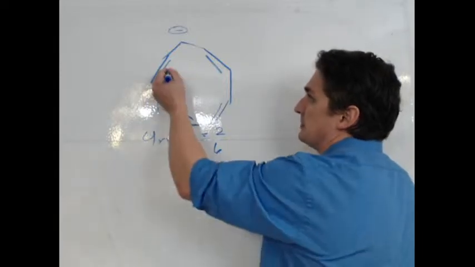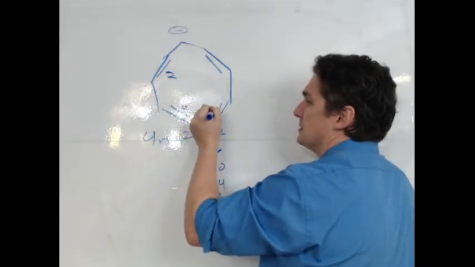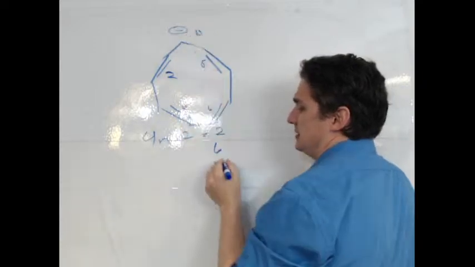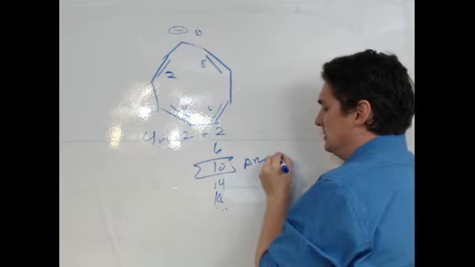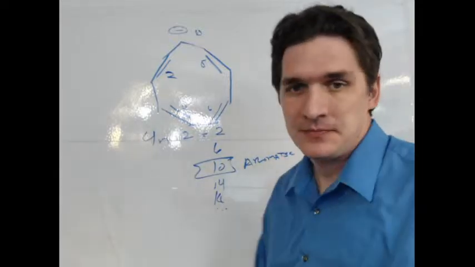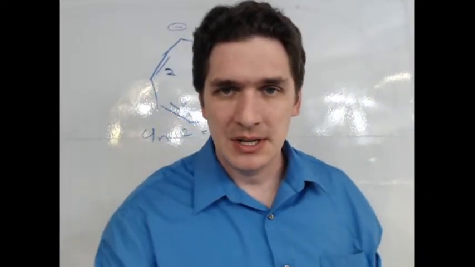So now we start counting them up. 2, 4, 6, 8, 10. We have 10 electrons in this compound, so this would be considered an aromatic complex. Now, question 37.